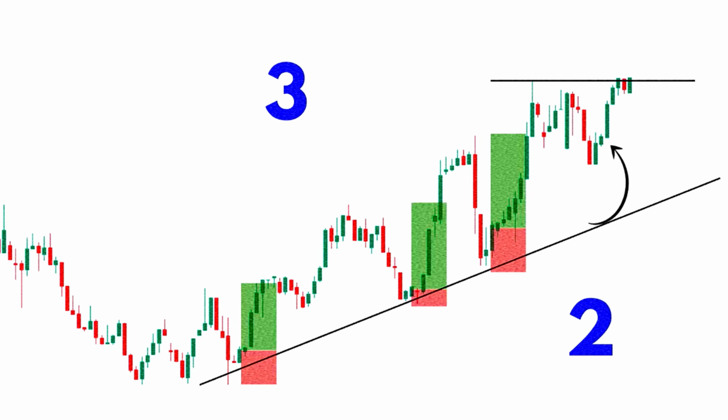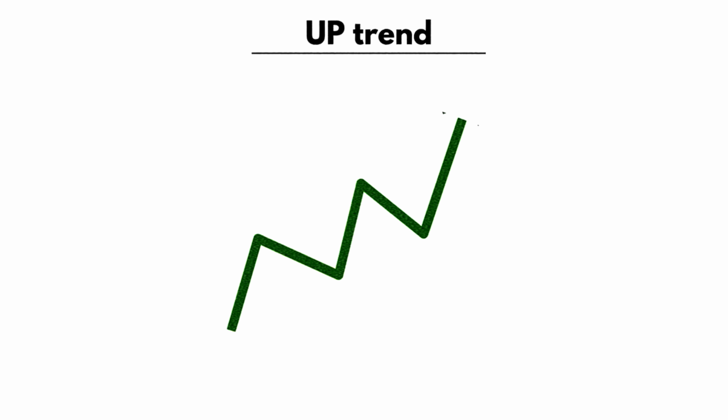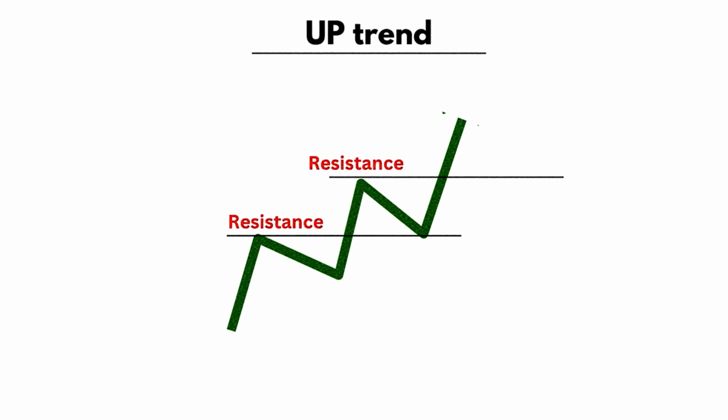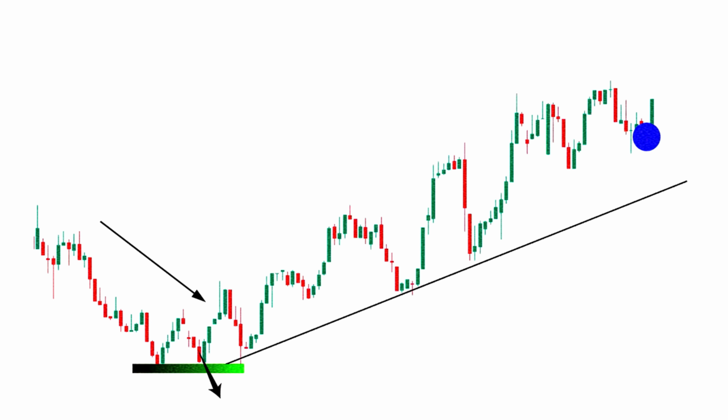Now let's discuss an important theory. During a downtrend, people believe that the market doesn't respect supports and keeps breaking them. Similarly, during an uptrend, they say the market doesn't respect resistances and keeps breaking them. That's the theory. Look back at our previous chart. When the market was in a downtrend, there was a support level. According to that theory, the market should have broken it. But that didn't happen. The market respected the support and moved up.